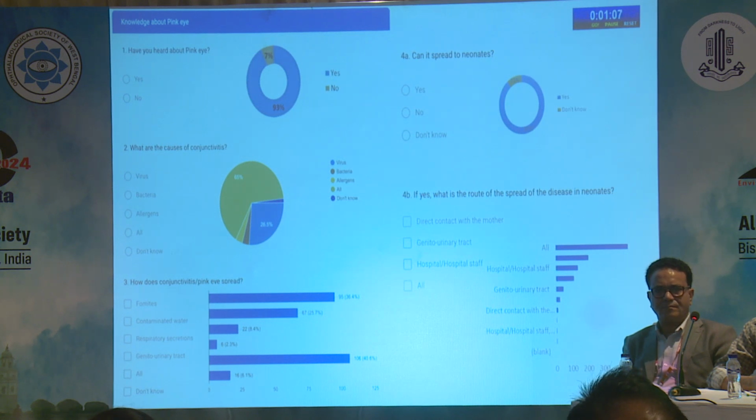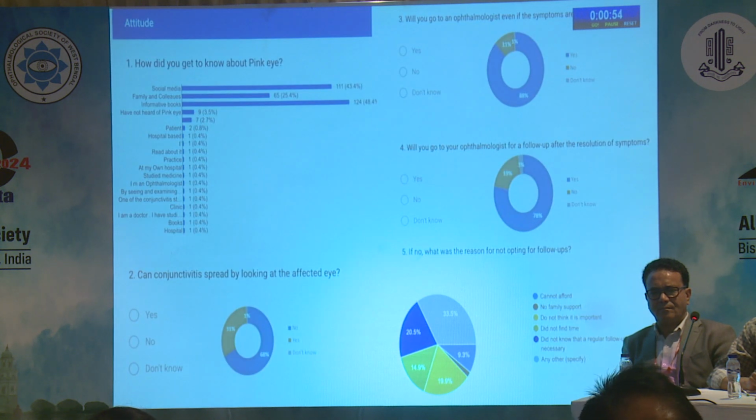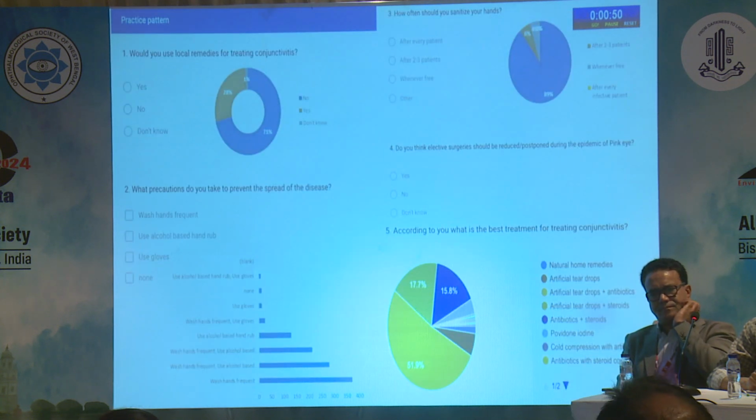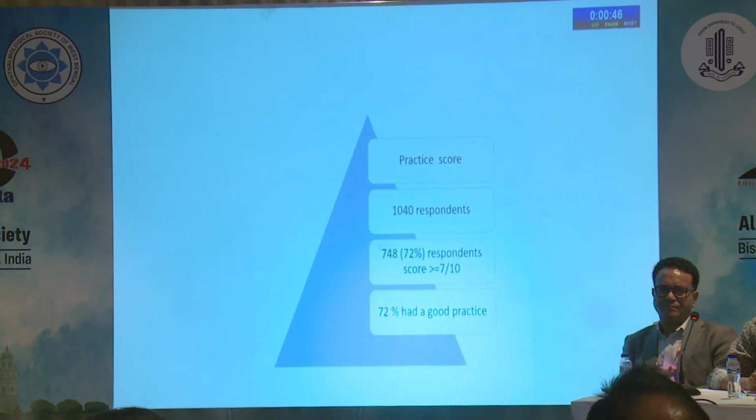Talking about knowledge, we assessed them with 10 questions. I'm not going to go into detail of the questions, but when we analyzed, of the 1,092 respondents, 841 had a score of more than 18, giving 77% good knowledge. Coming to attitude, 78.5% had a good, positive attitude. For practice patterns, 748 respondents scored more than 7 out of 10, giving 72% good practice.